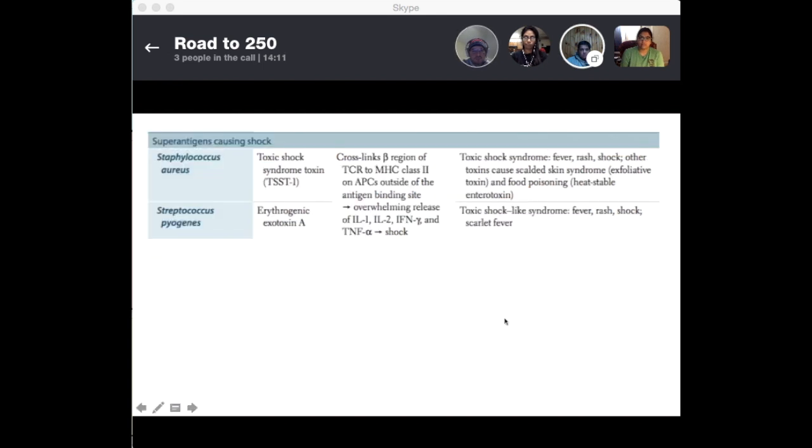All right, so let's move forward. As you can see here, superantigens cause the shock. So Staph aureus can cause toxic shock syndrome, and that's because it's a superantigen. I'll try to explain what this whole thing means in a diagram shortly. But Strep pyogenes also has exotoxin A, which can cause toxic shock-like syndrome, which involves fever, rash, shock, and scarlet fever.